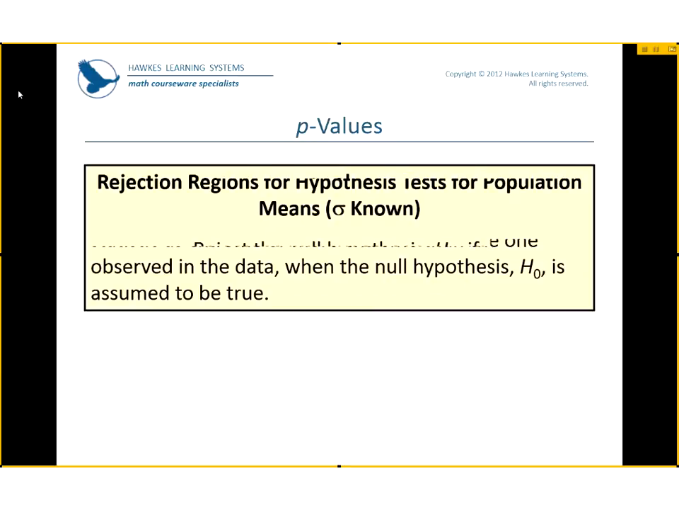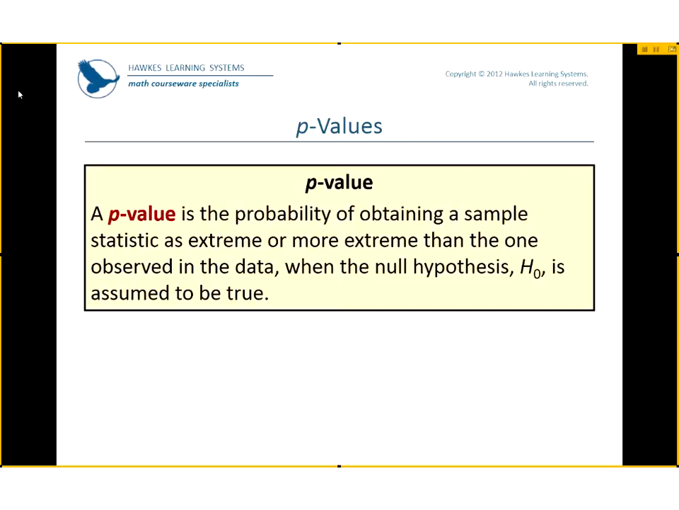So let's quickly talk about a p-value. A p-value is the probability of attaining a sample statistic as extreme or more extreme than the one observed in the data when the null hypothesis is assumed to be true. That's what a p-value is. It's a probability that this is going to happen again.